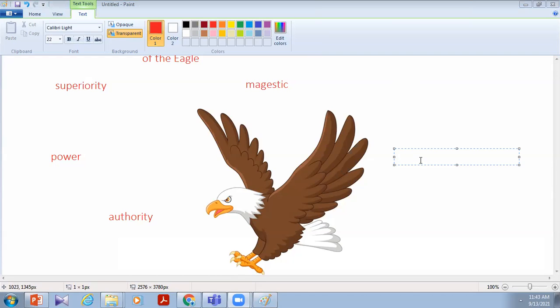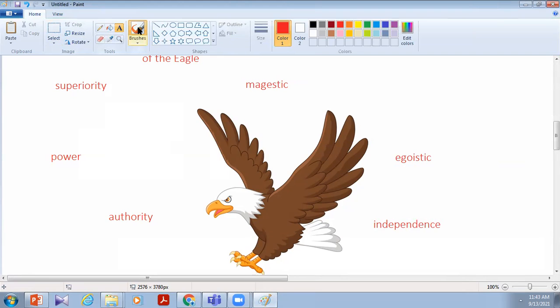You can say egoistic, self-centered, egoism, right? Egoistic. You can even say one more. Wait, let us see. Independent, independence. So this piece of nature is used to indicate a few things in the poem. There must be more, but these are the few which we found out. It indicates the superiority of nature, the power, the authority, the majestic nature, and you can even say egoistic, and you can say independence, right?